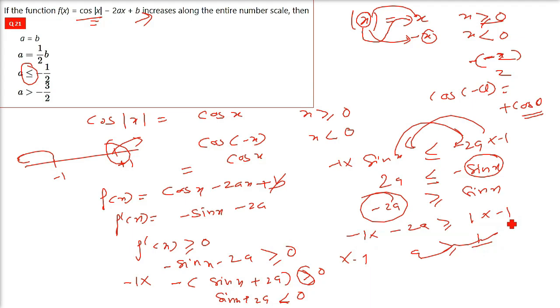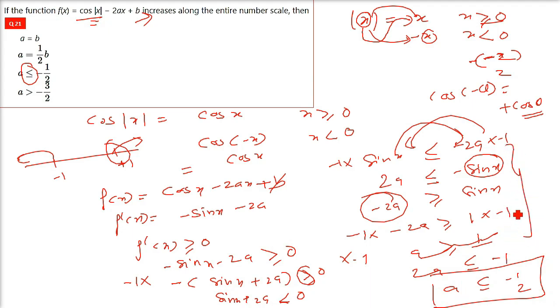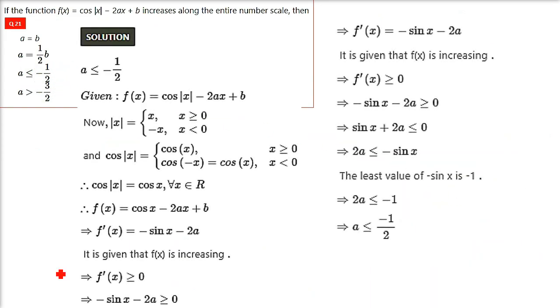I'm not saying you have to multiply by negative. I'm just doing it for myself, to get rid of the negative and just changing the inequality. So finally what you'll get is a should be less than or equal to negative half. All this is not what you have to do. This I did for myself. Again, I'm reiterating. But finally, when you solve it, you'll get that a is less than or equal to negative half. So this is going to be your answer. The third option is the correct answer. This is the solution reference for you.